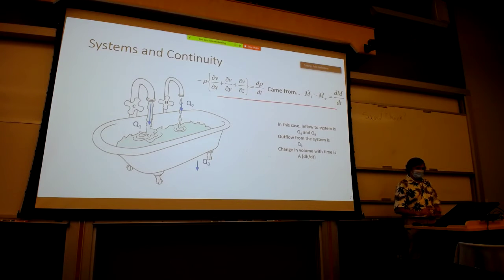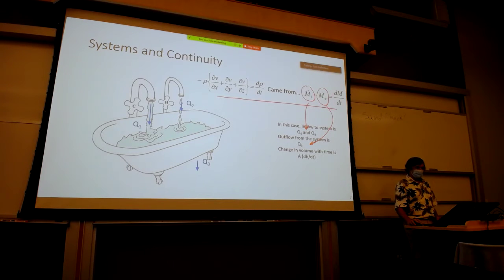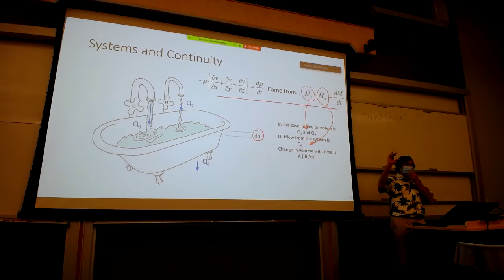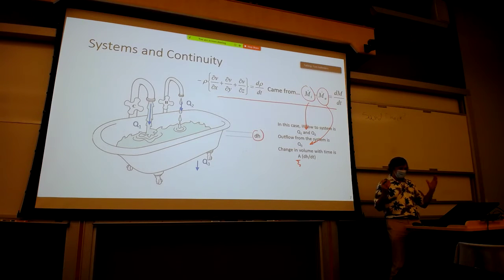And in this case, you have mass flux in, represented by Q1 and Q2. Mass flux out, represented by Q3. That's what's going through the drain. And the right-hand side, the change in mass over time, is basically how the water level is changing over the area, the surface area of that tub at any given time. And yes, the surface area can change with elevation, but basically that's how we're applying the differential form of the continuity equation to a system.